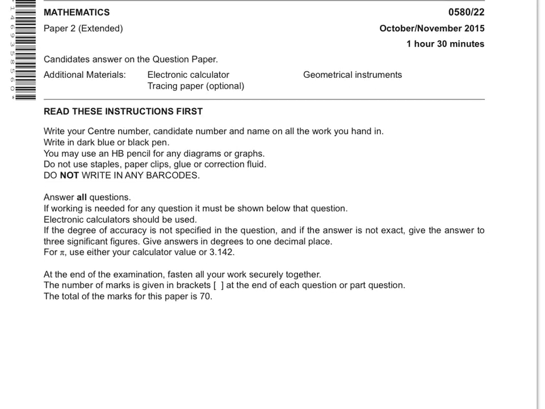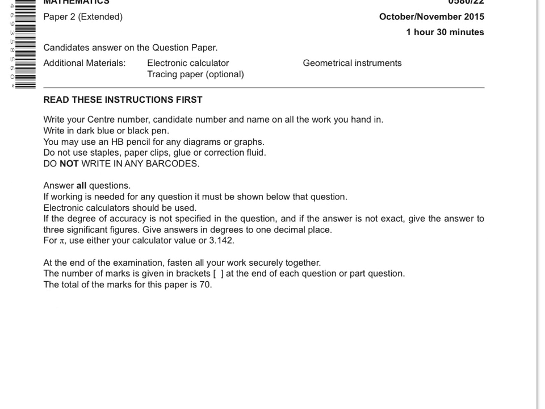So we're going to start now, and before we start we have a look. Give answer in degrees to 1 decimal place, so make sure to do that properly, and if the degree of accuracy is not specified and your answer is not exact, give the answer to 3 significant figures.